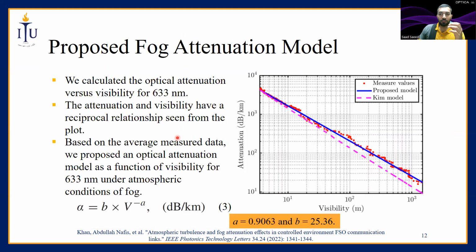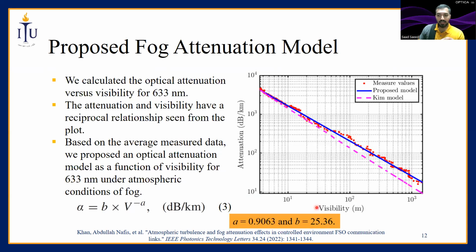Secondly, this is our fog attenuation model, where we calculated the optical attenuation versus visibility. It can be seen that the attenuation and the visibility have a reciprocal relation. For dense fog, where the visibility is extremely low, less than 50 meters, the attenuation value is about 400 dB per kilometer. Gradually, from dense fog to light fog, where visibility is around 1000 meters, the attenuation is only 23 dB per kilometer.